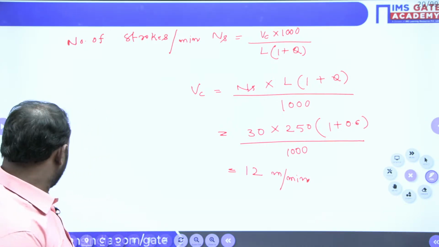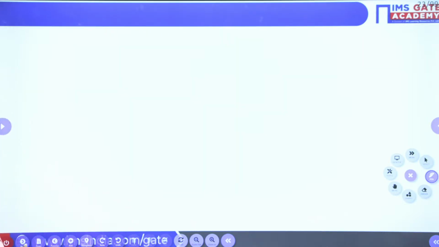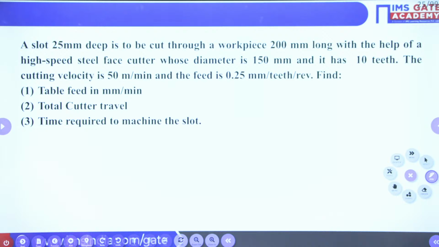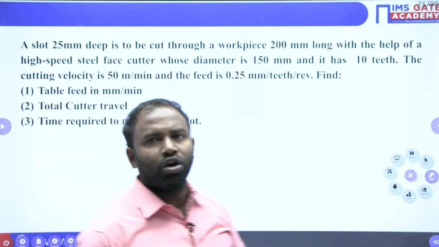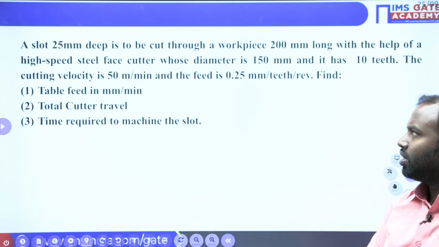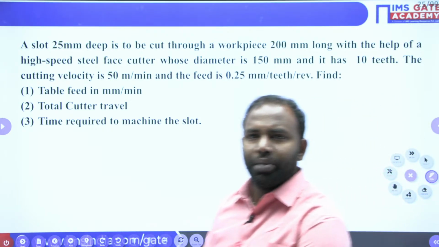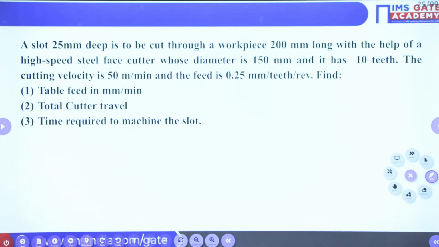Now, let us go for the next question. We just shift our talk onto milling. Have a look at this question, a slot of... I'll give you 1 minute.